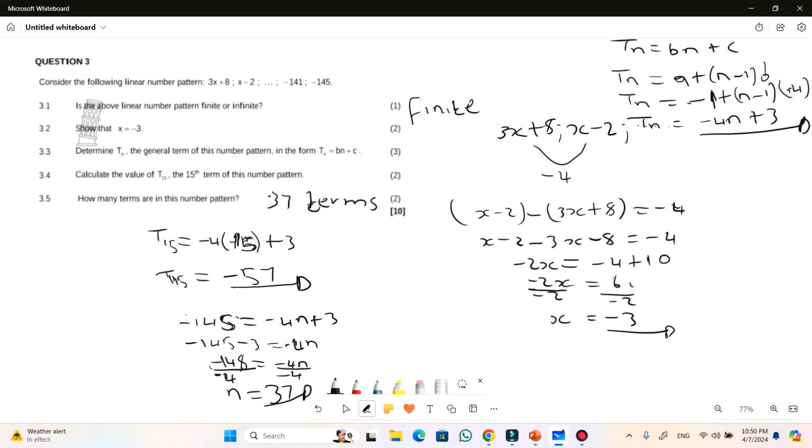So this is how you need to approach the questions based on the arithmetic sequence or a linear number pattern, right?